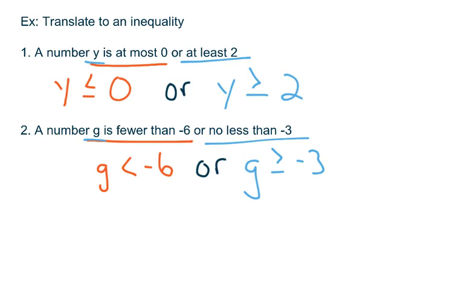Okay, or inequalities are pretty straightforward in terms of translating, because we don't have to figure out what's the smallest, what's the biggest, is it an or equal to or not. It's just basically writing two separate inequalities and putting the word or in between them.